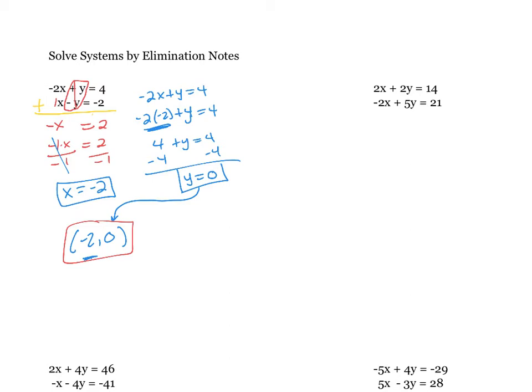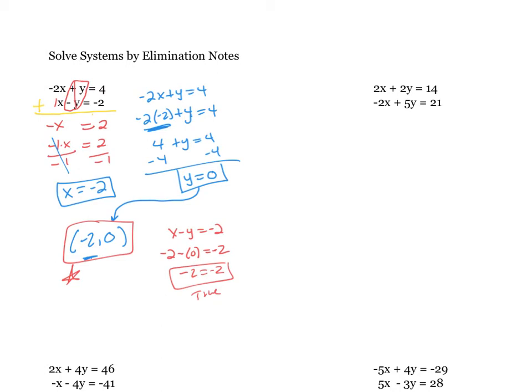And I could double check that if you want by plugging it into the other equation. So the second equation up above was x minus y equals negative 2. And I could plug negative 2 for x and a 0 for y, and then see what happens. Well, negative 2 minus 0 would just be negative 2, and negative 2 equals negative 2, that's true. So I just proved that negative 2, 0 is a solution to the second equation as well. So that is the final solution to my system of equations.